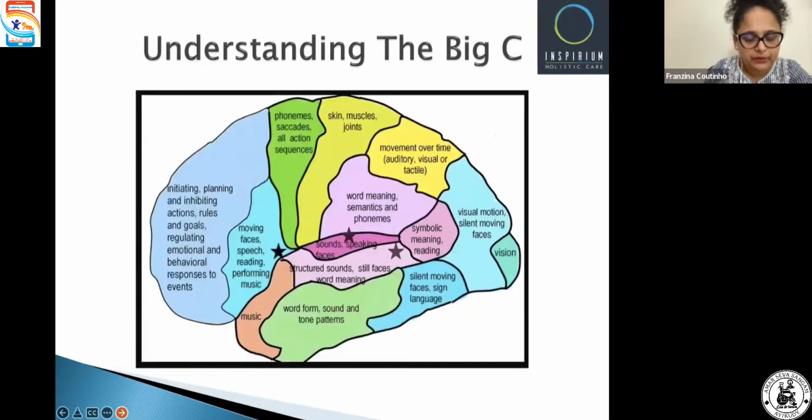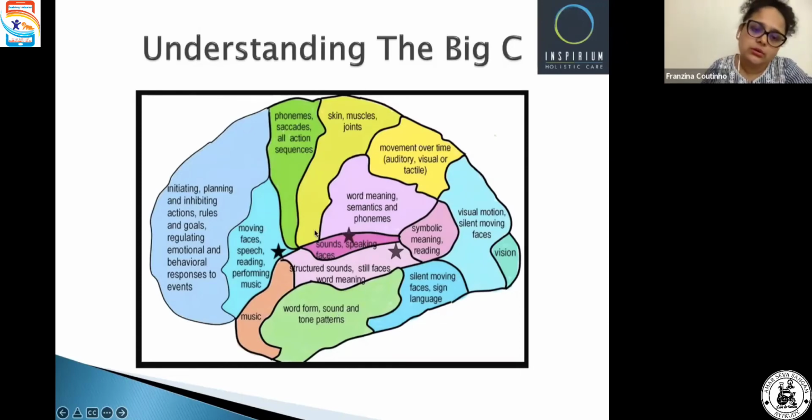Okay. Now, this is the frontal lobe. This is your motor cortex. This is your somatosensory area. This is also your frontal cortex. This is your parietal lobe over here. This is your occipital, and this is your temporal.